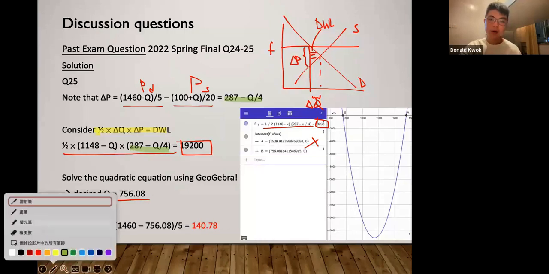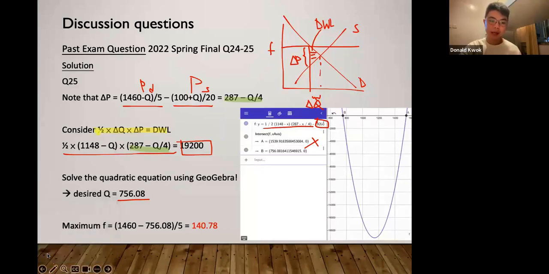All right, so how can we find the maximum value of F? As you can see in the diagram here, when we have the quantity 756.08, we can find out F by plugging this new quantity back into the demand function, then we'll have the amount of F required. So this is what I'm doing here to find the value of F, 140.78. All right, so this is the target type question involving a price floor. And that's all for this one, and we'll move on to the next question. Please take a look.